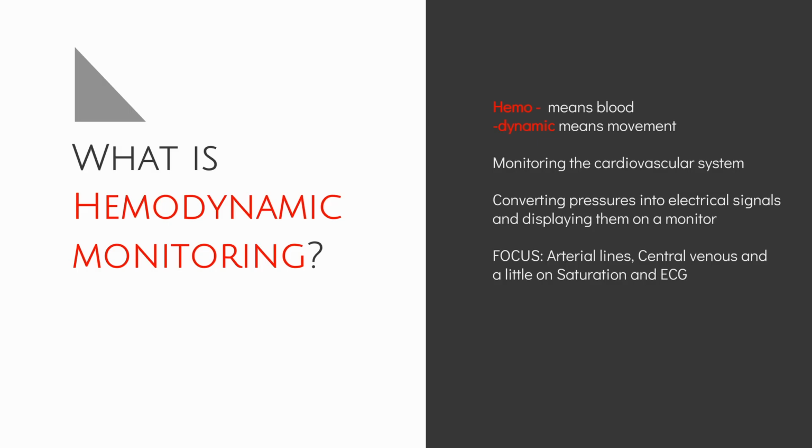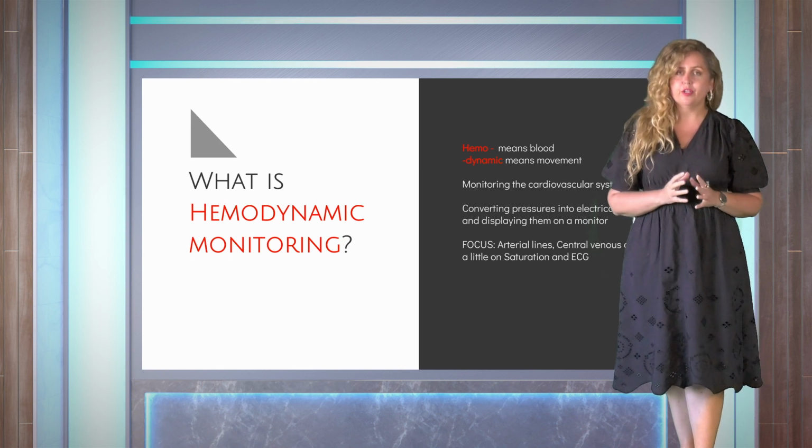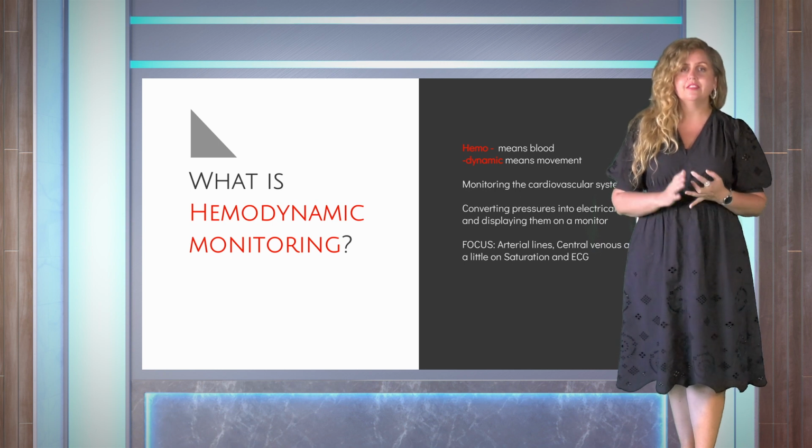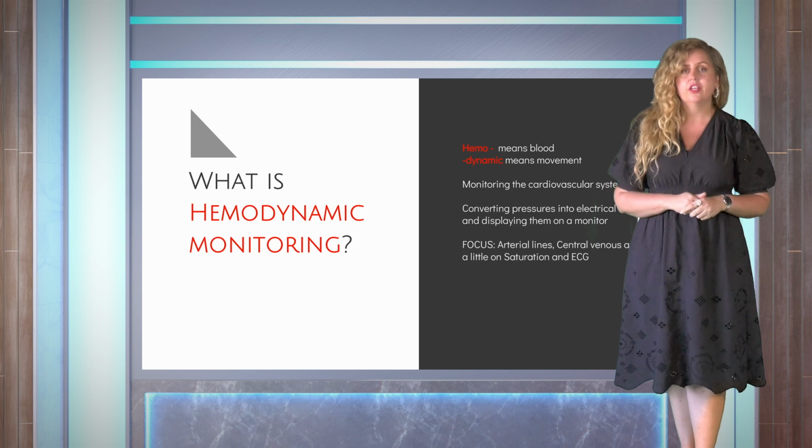What is hemodynamic monitoring exactly? So hemo means blood. Dynamic means movement. So obviously it's the movement of blood through the body. So we monitor certain of these factors, and it's about monitoring the cardiovascular system, and that's why we're focusing on arterial pressures, central venous, and saturation with that pulsatile pulse.